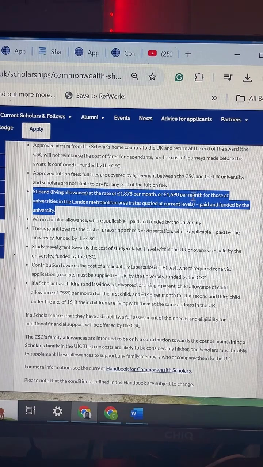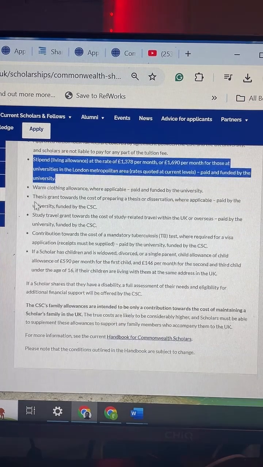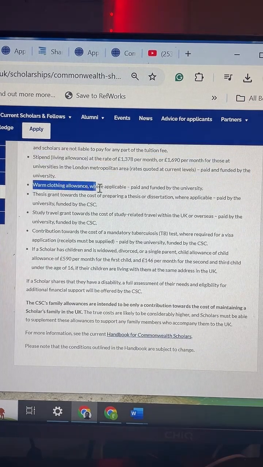And so at the rate of 1,378 per month. And then if any of the universities that you'll be selected for will be in the London metropolitan area, you will be given 1,690 per month. So this will be received every month throughout your 12 months for your master's.